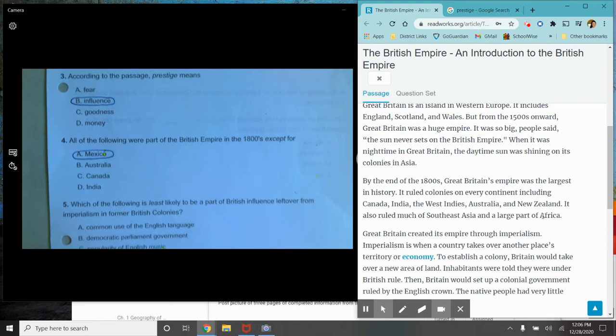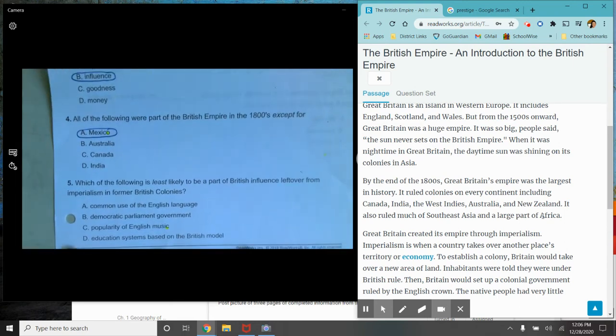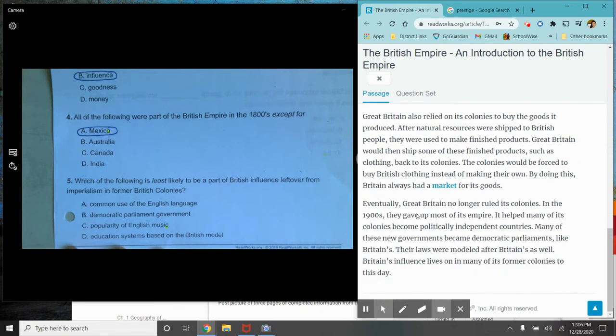Which of the following is least likely to be part of the influence, the leftover of the British imperialism? So that was at the end of the reading. So remember the very end of the reading. It says they no longer ruled its colonies. In the 1900s, they gave up most of its empire. So when it gave up most of its empire, it said many of the new governments began democratic parliaments like Britain. Their laws were modeled after Britain as well, and the influence lives in many of its former colonies.